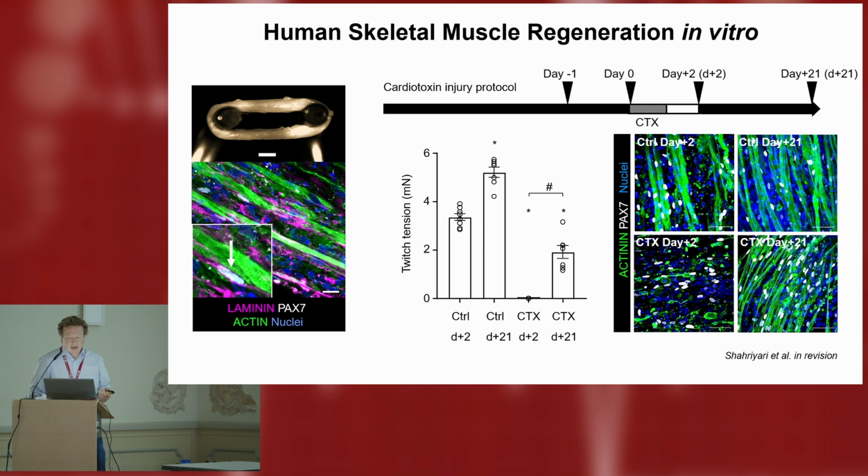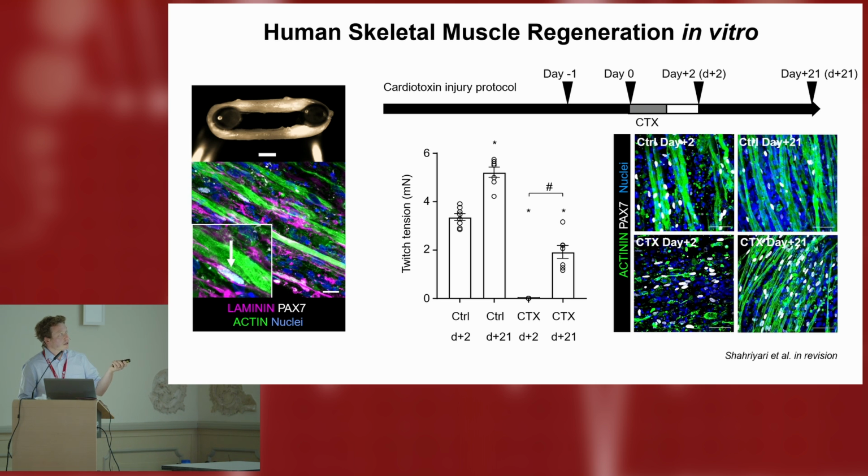Those cells can be activated by, for example, cardiotoxin, which leads to almost complete destruction of the matured muscle cells, or myofibers, as early as 2 days after the injury, but spares the PAX-positive satellite-like cells. And then you observe that after another 3 weeks, roughly, there is quite substantial regrowth of muscle cells inside those tissues. And this is also paralleled by a contractile function, which you see here.